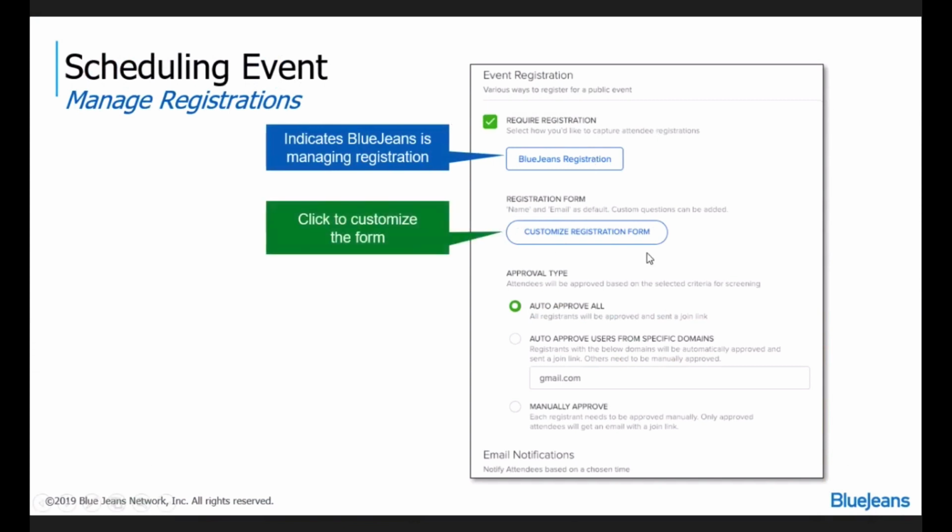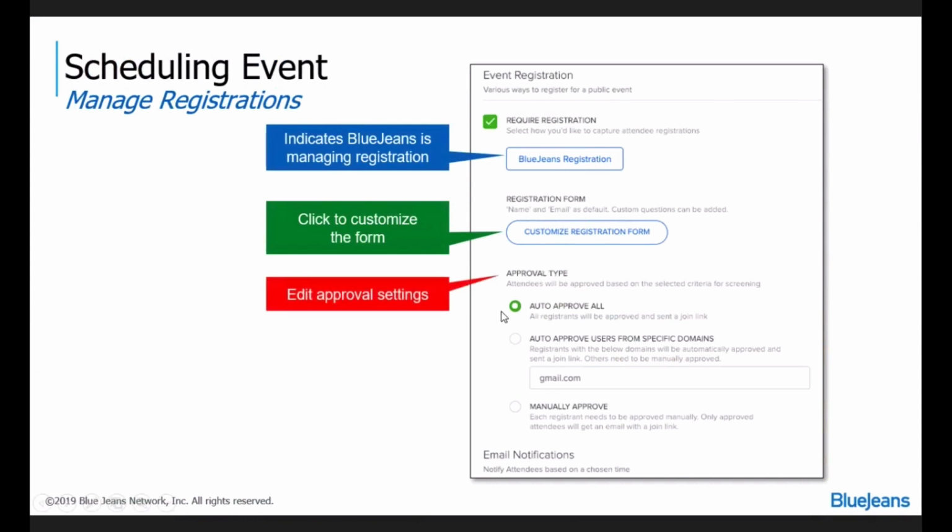But what we need to do is go down here to this customized registration form link. We'll click on it. And by default, it's going to automatically ask for their name and email. But you get to choose or add up to 10 additional questions for your registration. And for each question, you have the option to make it required that they answer or not.